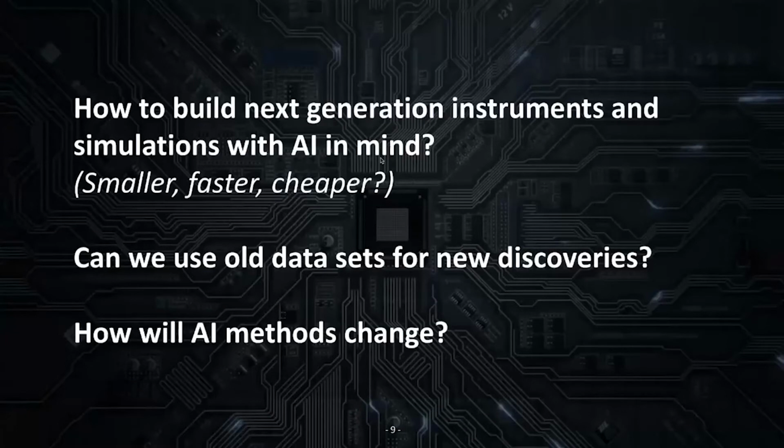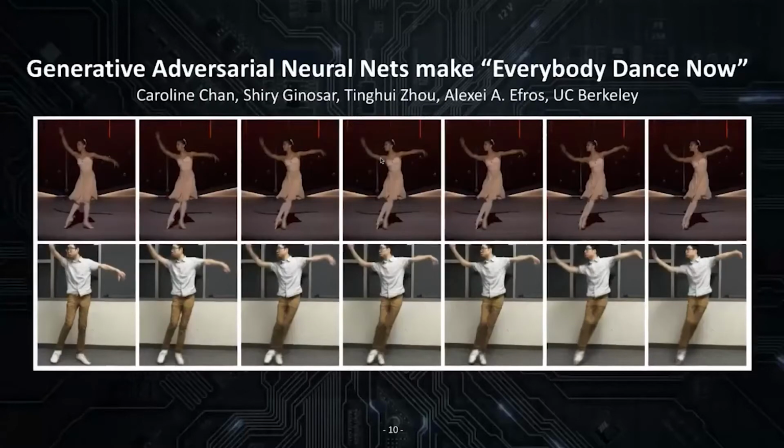And I think an important question is how the AI methods will have to change. I gave a couple of examples of that, but I just want to make it clear that this is not just taking basic methods that are being used for things like searching for cat videos and applying them to scientific data. So the next example I'm going to look at is from generative adversarial neural nets, or GANs.